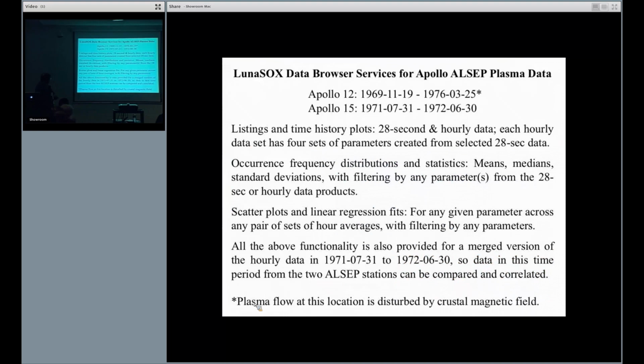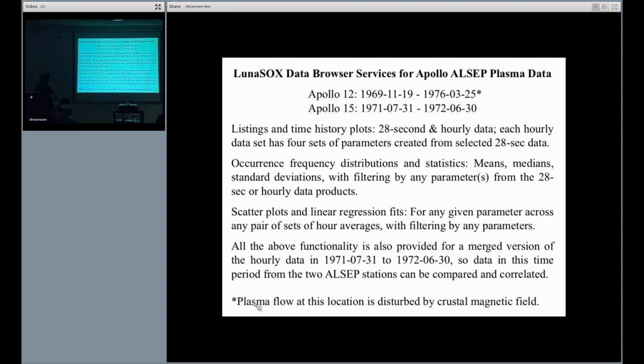Again, we cover the Apollo ALSEP solar wind monitor data, which goes through 1976. Those were turned off. Apollo 12 was turned off, and all of them in 1977. Again, relating to the history of the World Series and the victory. I guess the Yankees won in 77 or something. So there may be some connection there.